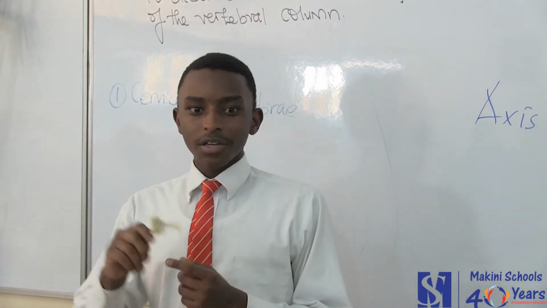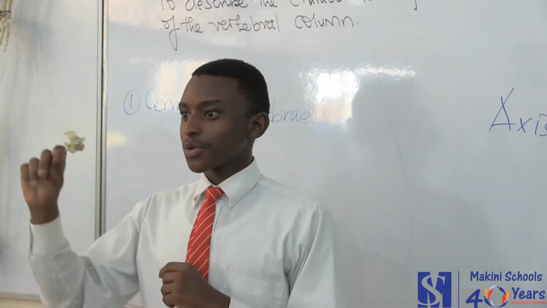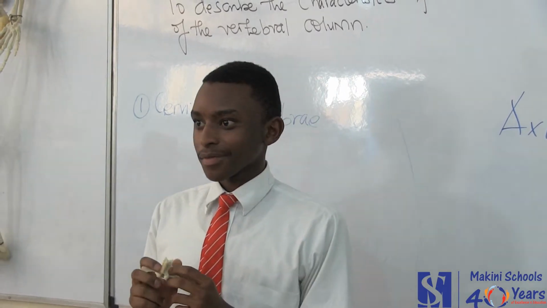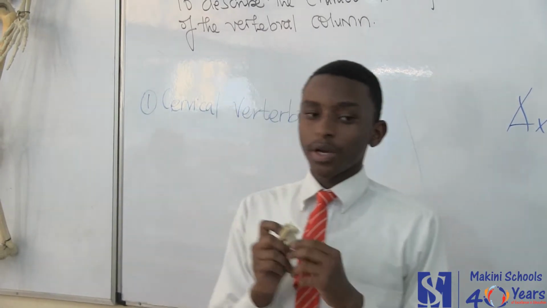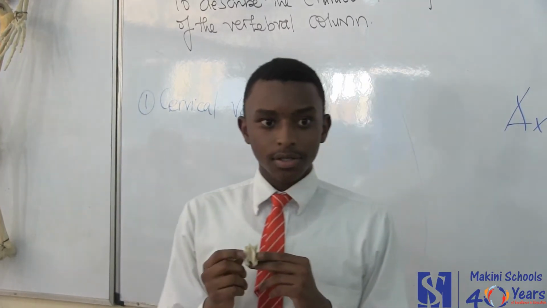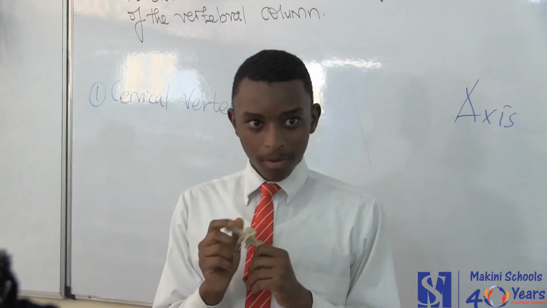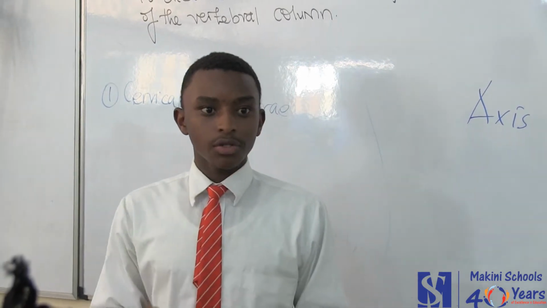So how many features can you identify in this bone? Yeah, there are long and widely transverse processes. Which other feature can you identify? A short neural spine. Yeah, it has a fairly short neural spine.